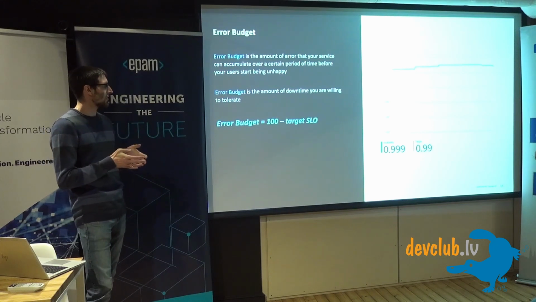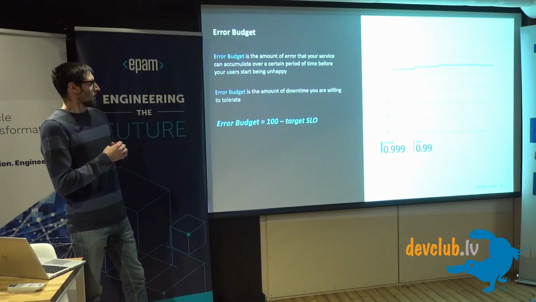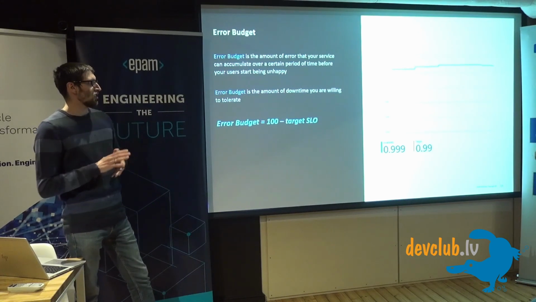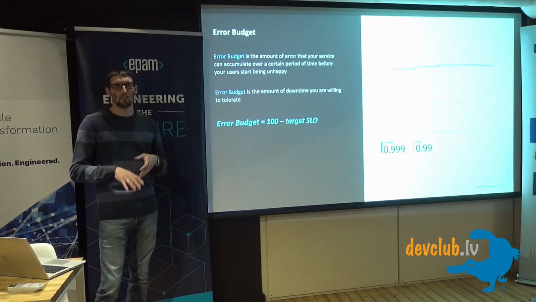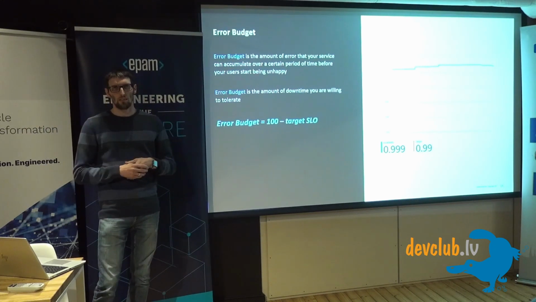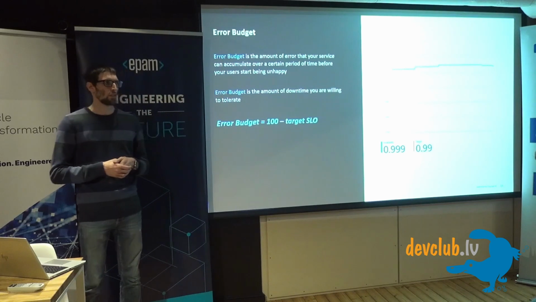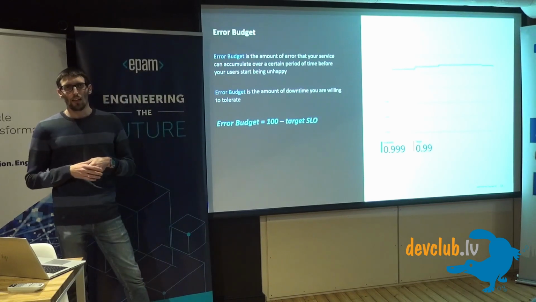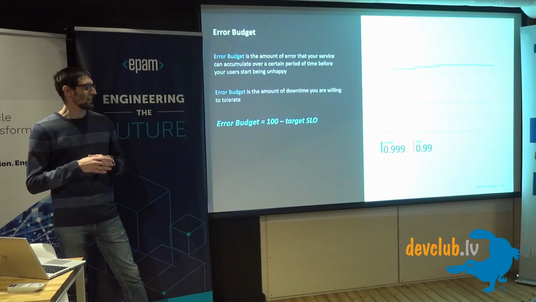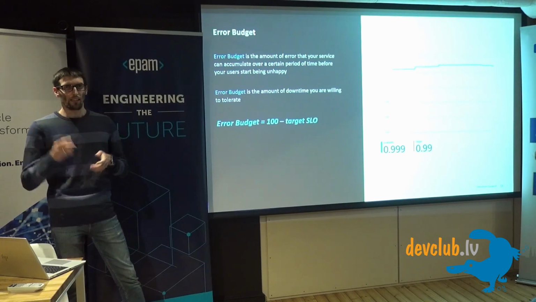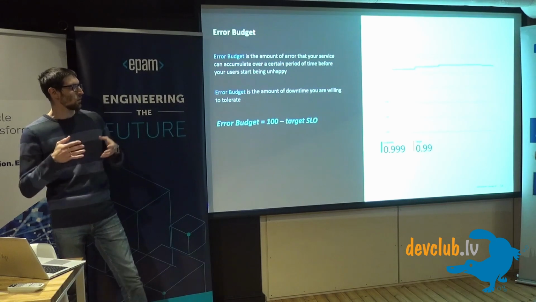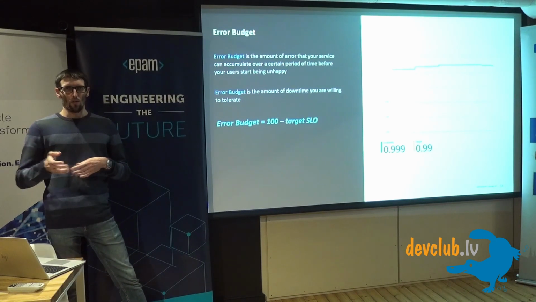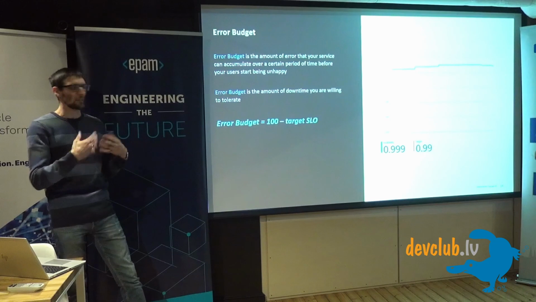So this error budget can be actually pretty easy to calculate. Let's define that we set some kind of SLO, service level objective, for us, for example, availability, and we set it as 99%.